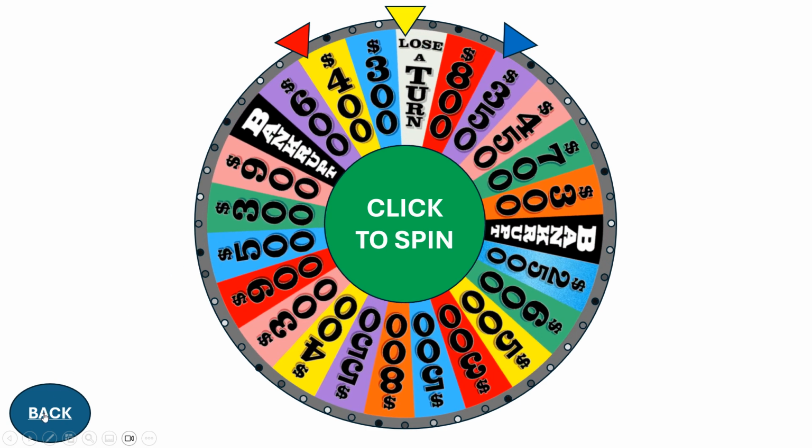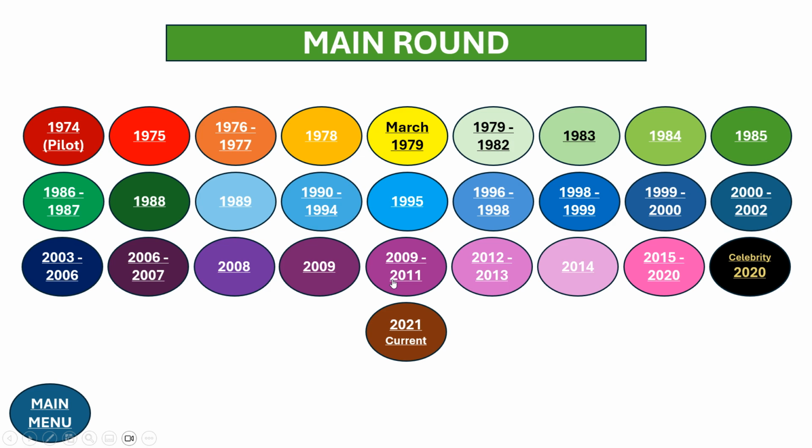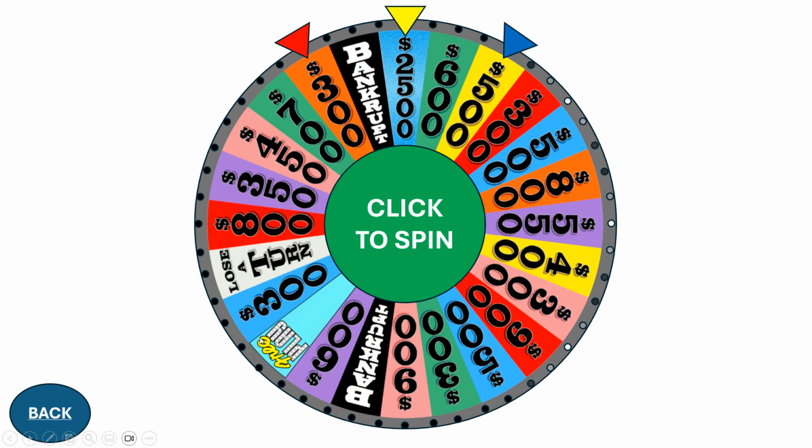Now let's move on to 2009 till 2011. See, this time we have a free play wedge right above the yellow space.